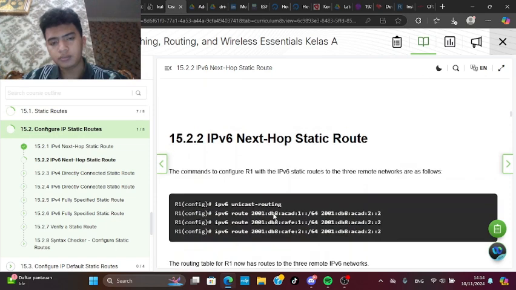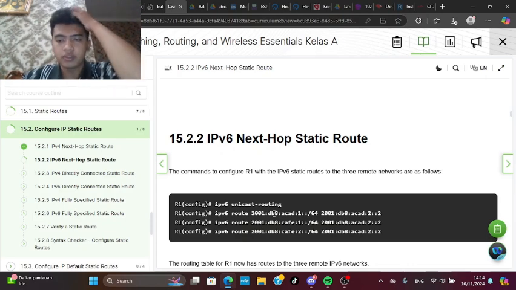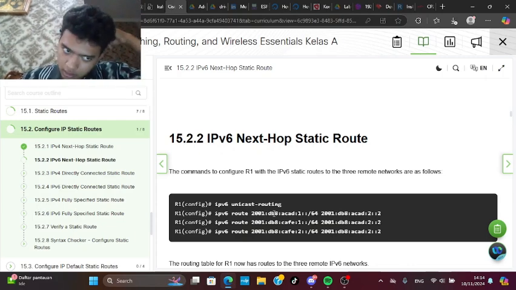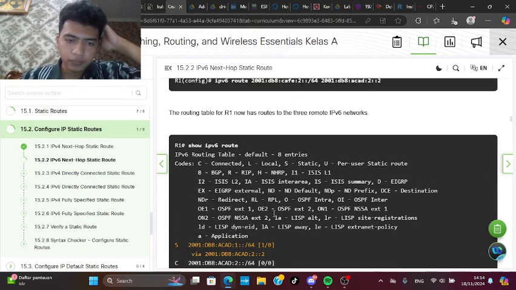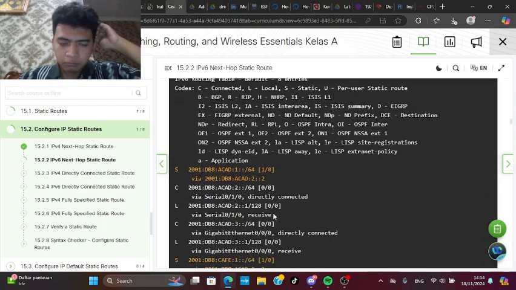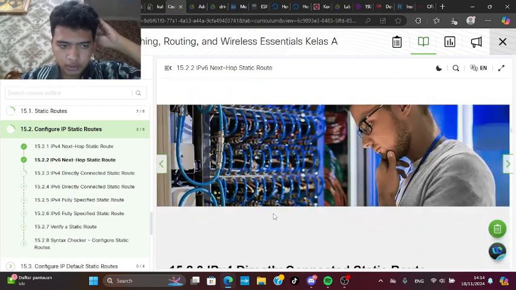Okay, we continue. IP version 6 next hop static routes. The command to configure router 1 with the IP version 6 static routes to the 3 remote networks are as follows, and it is the same as the IP version 4 next hop static routes, but the difference is the address of the network. Okay, we're just gonna continue.